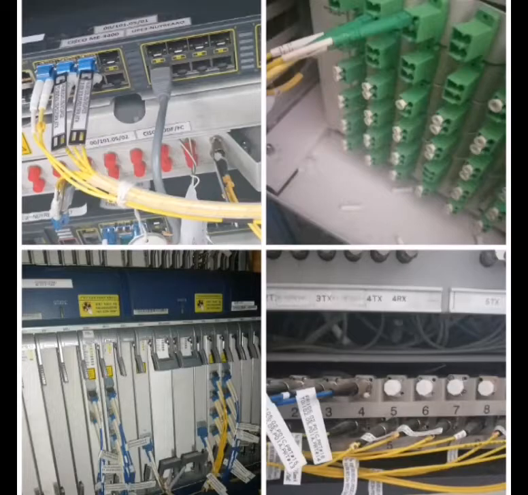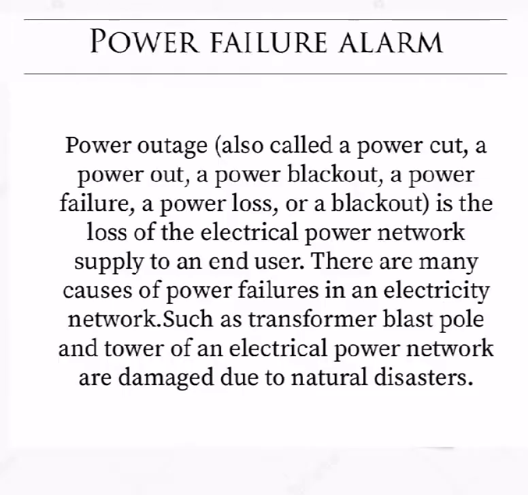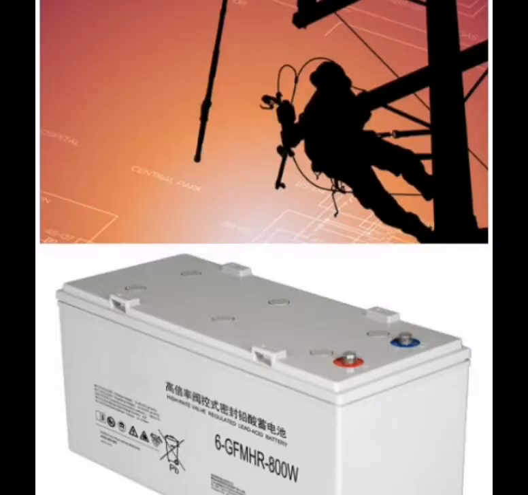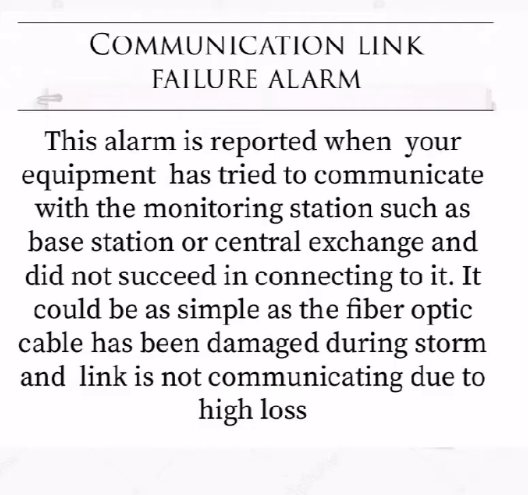We have next one is power failure alarm, and this power failure alarm is due to the power loss or power blackout, sometimes transformer blast or tower of an electrical power are damaged due to natural disaster. For this purpose, we need electrical backup system. We need to install battery backup to avoid this alarm.